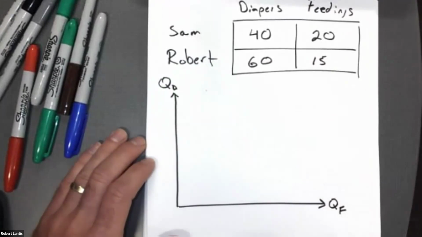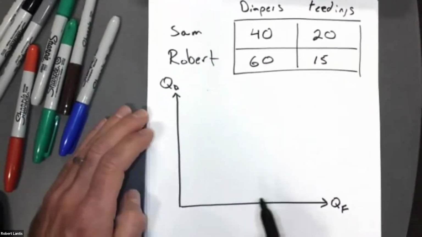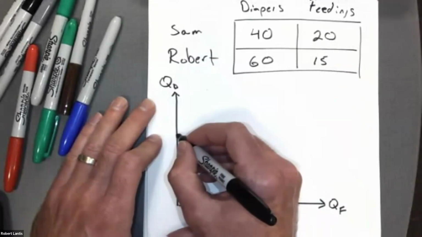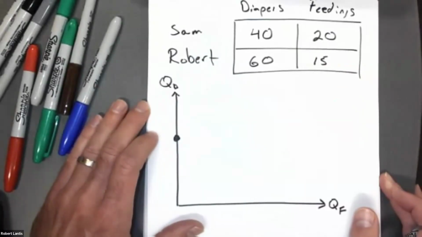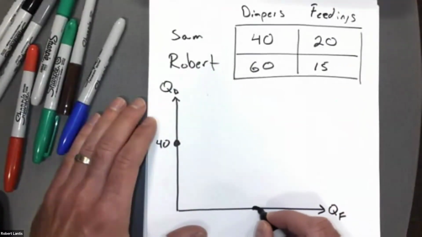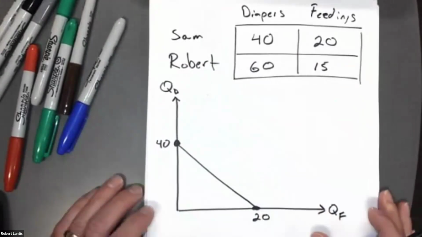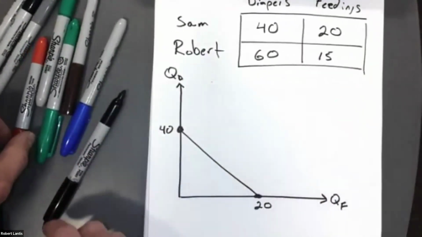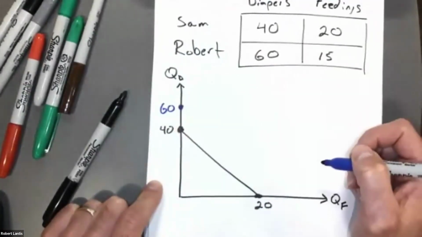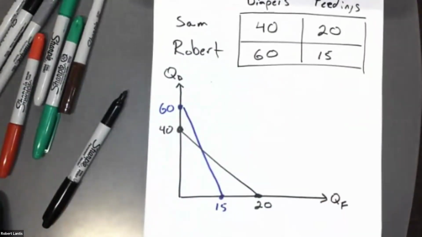If I'm thinking about Sam, individual 1, with all of her resources, if she was only using her time to change diapers, she could change 40, or only feed our child 20. So that would be her production possibilities curve. Now, for my production possibilities curve, we're looking at 60 if I'm only changing diapers, 15 down here if I'm only feeding.